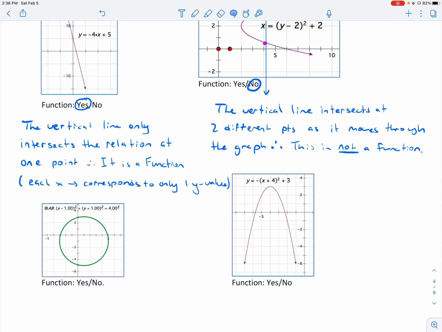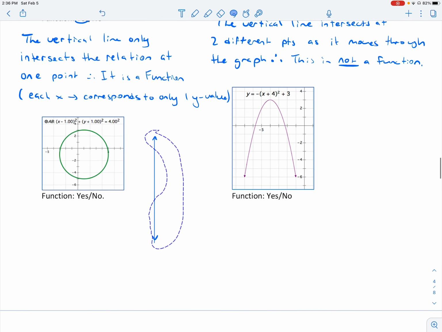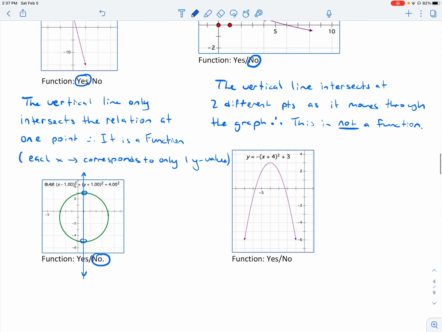Okay, and we will go ahead and apply it again to this one here. Let's just grab this carefully. Okay, so this next one here, we have a circle. As the vertical line passes through, we can see it definitely fails at 2 different points, so not a function.